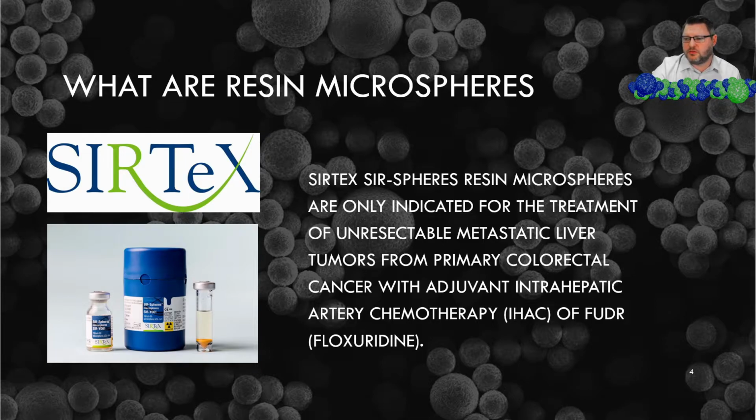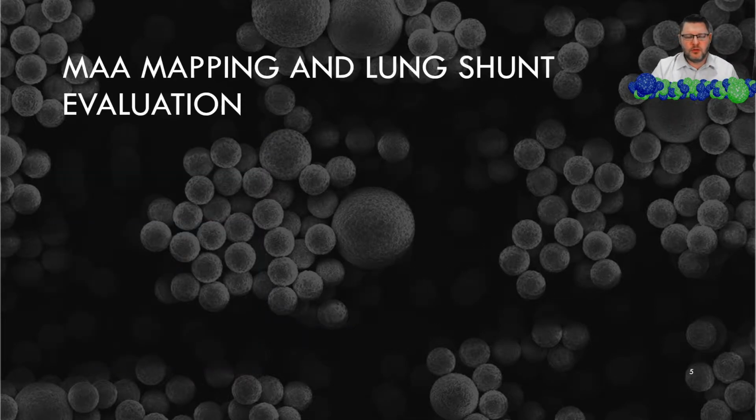Sirtex is used for treatment of unresectable metastatic liver tumors. There are two portions to this procedure. The first one is the MAA mapping. The second is the treatment itself. The mapping is kind of like a practice run.